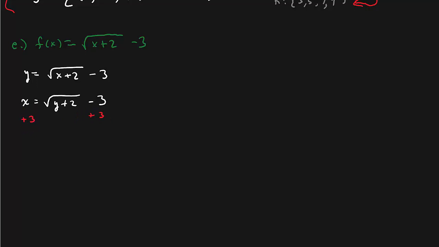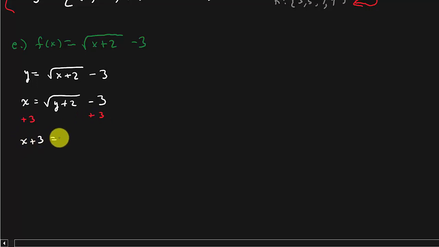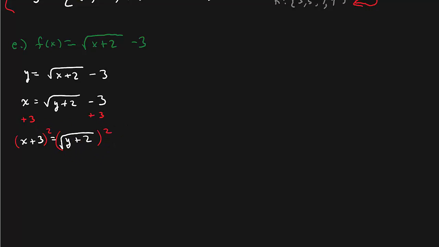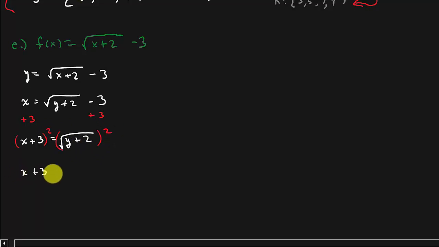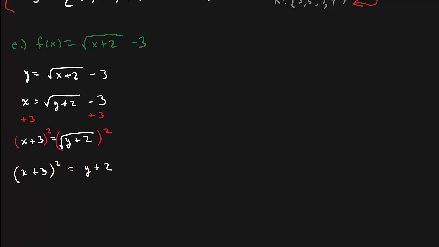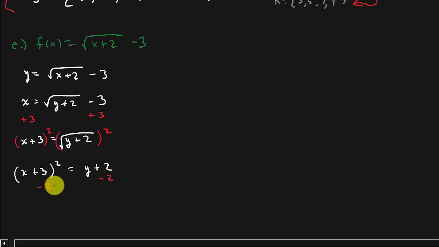So I get x plus 3 equals the square root of y plus 2. And then I need to do what? I need to square both sides. And so I get x plus 3 squared is equal to y plus 2. And then I'm going to subtract 2 from both sides. And so I'm going to get y equals. So I'm going to go ahead and change this to f inverse equals x plus 3 squared minus 2.